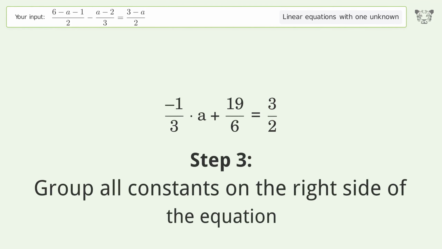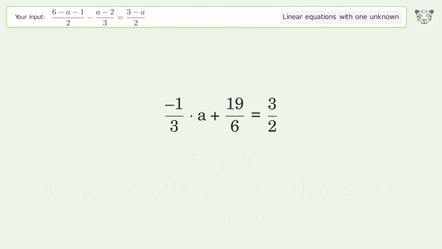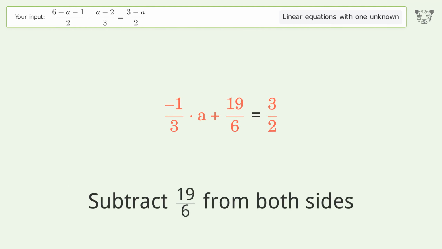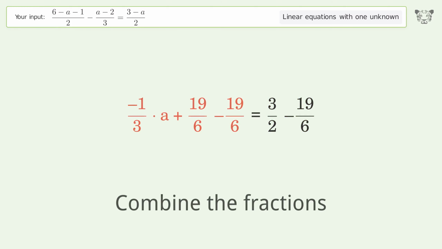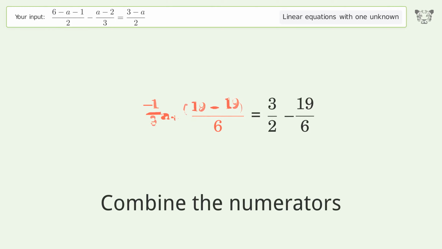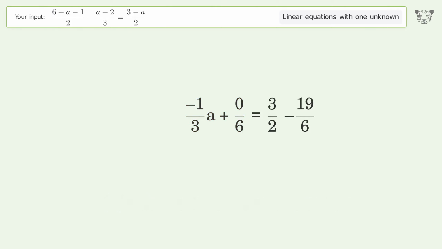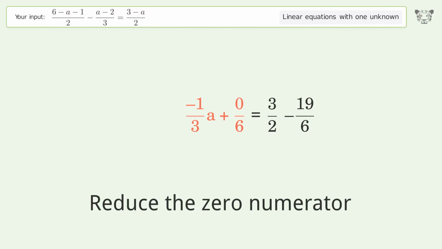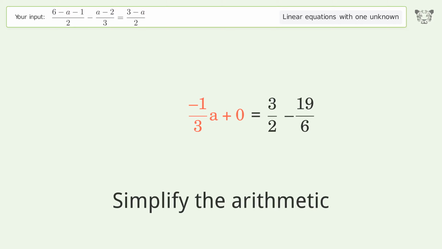Group all constants on the right side of the equation. Subtract 19/6 from both sides. Combine the fractions. Combine the numerators. Reduce the zero numerator. Simplify the arithmetic.